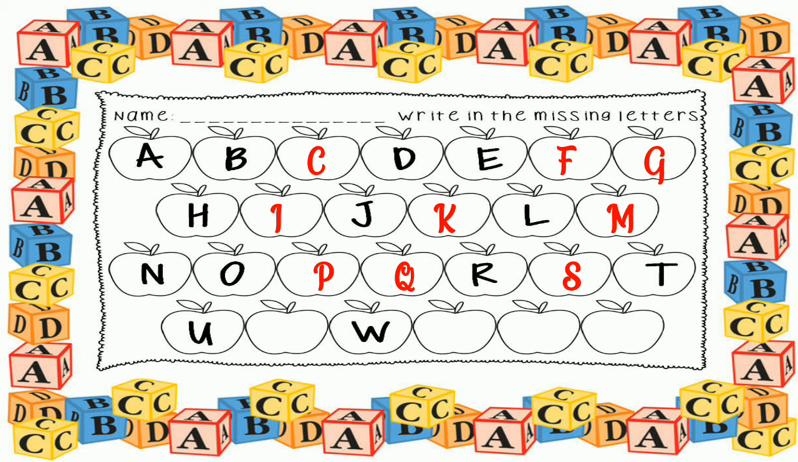Then T. Then U. Then which is the letter comes after U? Yes, it's a V. Then W. Then yes, X. Yes, Y. And last Z. Very good. So it is our A to Z alphabet. So children, you all understand about this slide. So now we are going to learn a next slide.